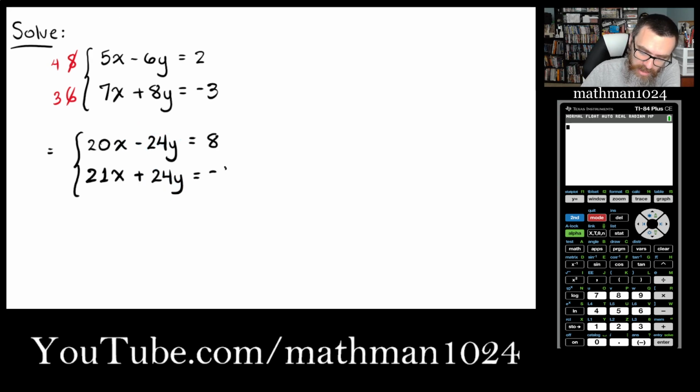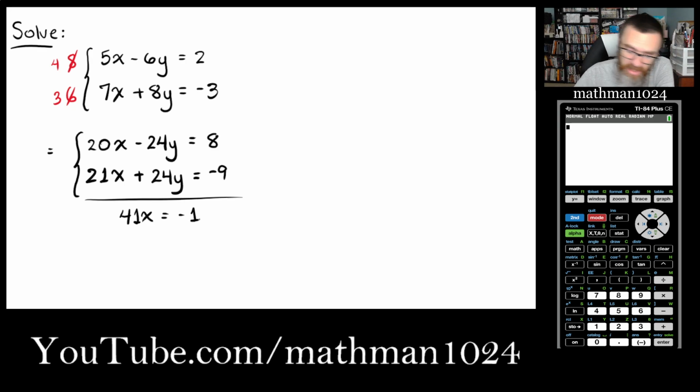All right, let's combine these. We have 41x on the left, and negative 1 on the right. Getting x by itself, we get negative 1 over 41. That may seem like a really horrible number. Again, it's not necessarily the prettiest, but I think this is going to work for us.